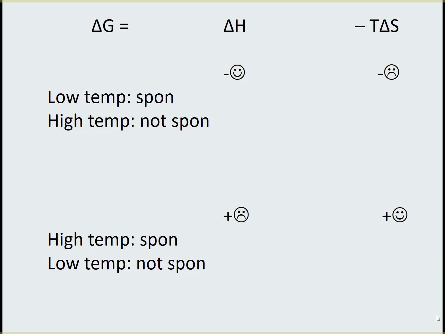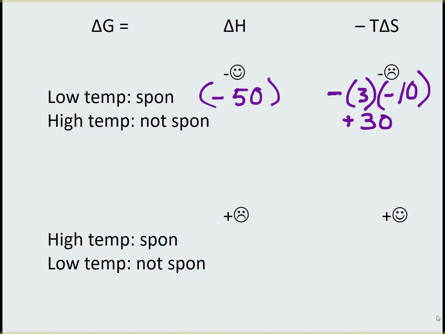So I'm just going to put in some fake numbers so we can go through them. Let's say we have an exothermic reaction, and this is subtract the temperature, so I'm going to have a low temperature of 3, and I'm going to have a decrease in disorder. So you can see here that this is going to end up being a positive 30. So as long as my temperature is low, it will still be negative.